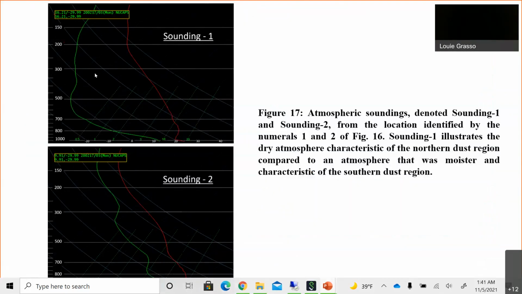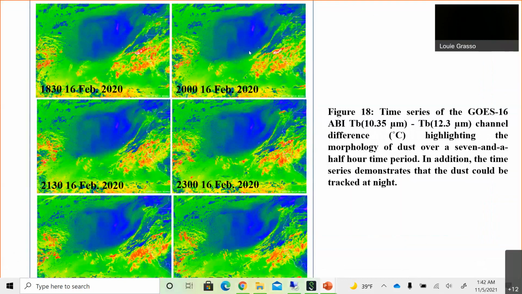In location 1, what we see is a considerable temperature, in red, and dew point spread, several tens of degrees, in the northern dust region. But in sounding 2, in the southern dust region, we have a moister atmosphere. Also, since we know that in the northern dust region the blue here corresponds to dust, I made a time series from 1830, going every hour and a half, to show that this dust can in fact be tracked in time even when the sun has set.